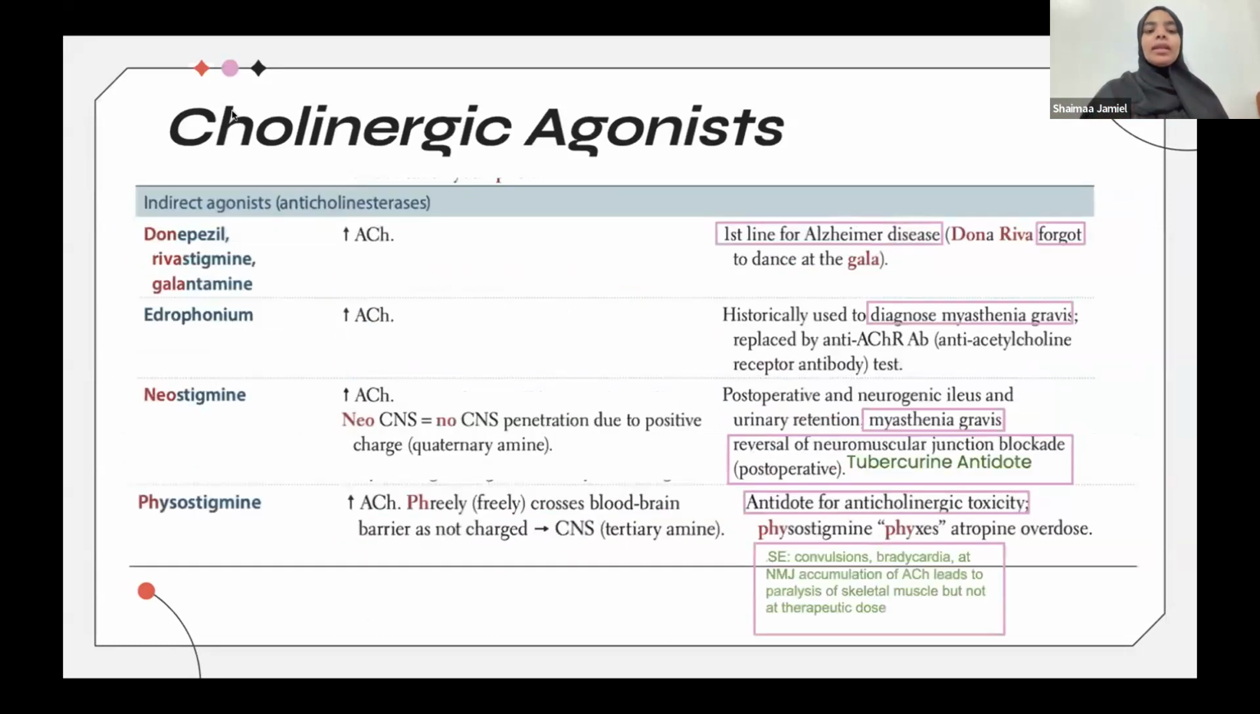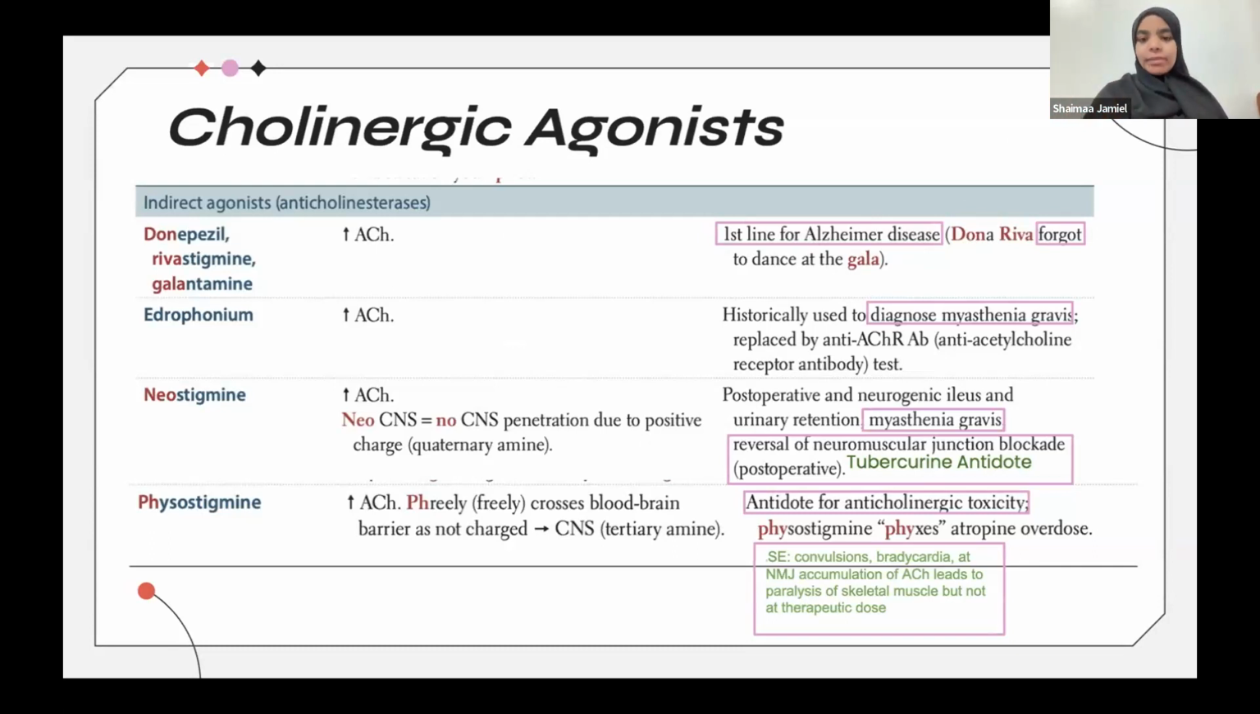Okay. Then we have the indirect, which are reversible or irreversible. Reversible is like donepezil, rivastigmine, galantamine. Donepezil, Riva, and Gala, kind of count them as one drug. They're all used for the same thing, which is Alzheimer's disease. And here there's like a little mnemonic that says Donna Riva forgot to dance at the gala because they forgot. So Alzheimer's: donepezil, rivastigmine, galantamine. All of them are the first drug of choice to use in Alzheimer's, okay?